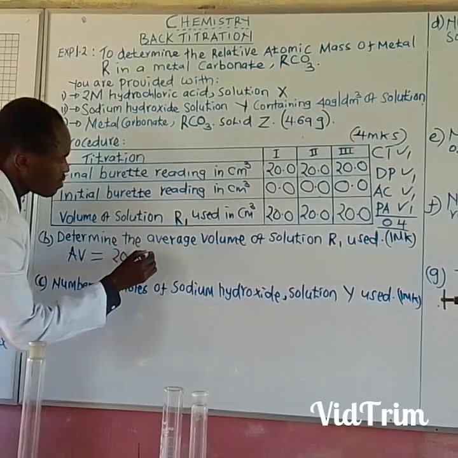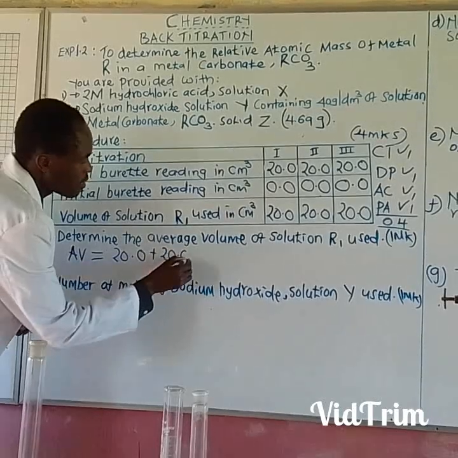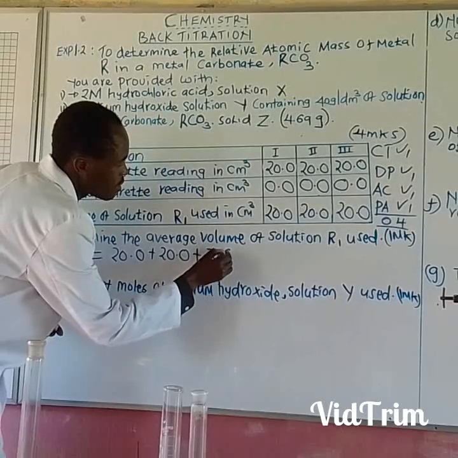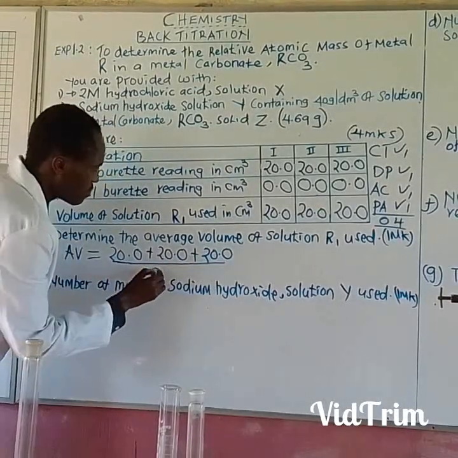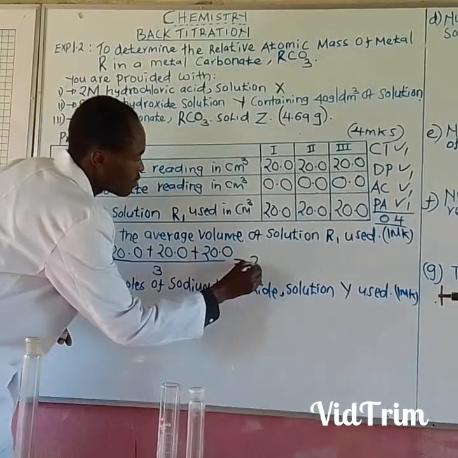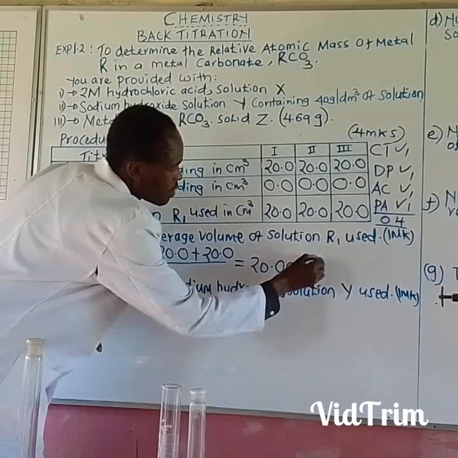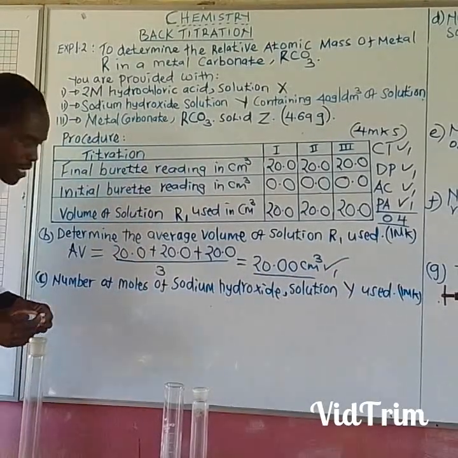So let us go: 20.0 plus 20.0 plus 20.0, then you divide by 3. This gives you 20.00 centimeter cube. Then I put there a tick.